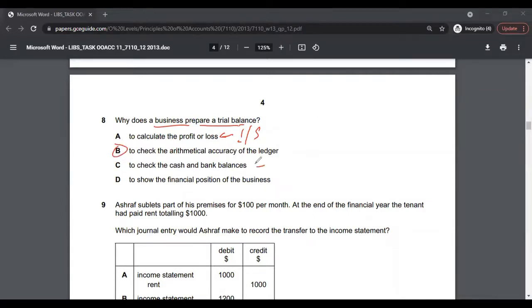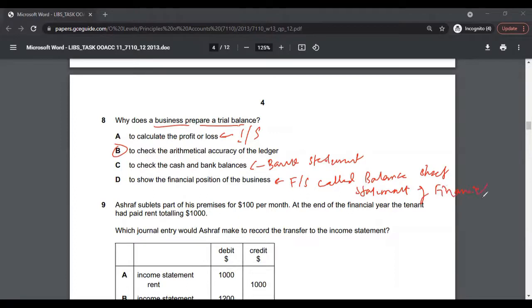To check cash and bank balances, you check the bank statement. You don't prepare a trial balance for that. Even the trial balance will give you a bank balance. To show the financial position of the business, you prepare a financial statement called the balance sheet, or statement of financial position. So the answer to multiple choice 8 is actually option B.